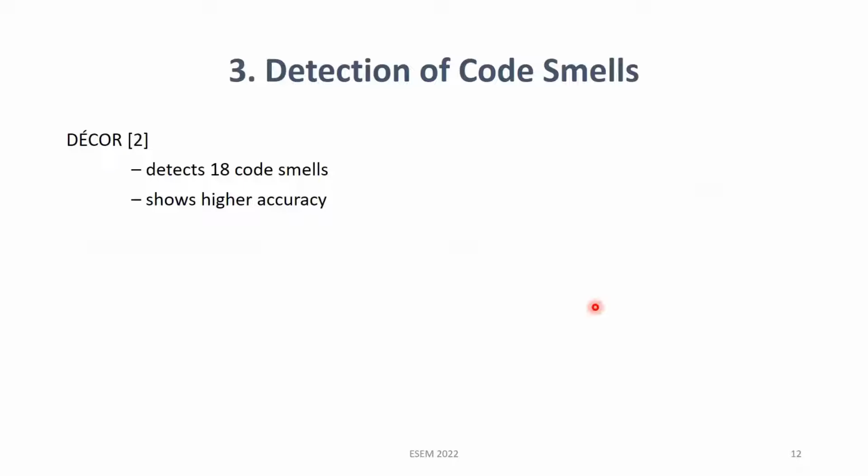Third step, detection of code smells. To carry out the investigation, a list of 18 code smells has been selected using a tool named DECOR, because it identifies a large number of code smells, 18 in total, and it showed higher accuracy in the previous study.